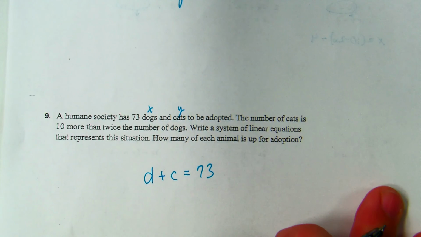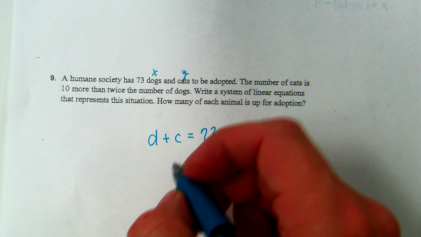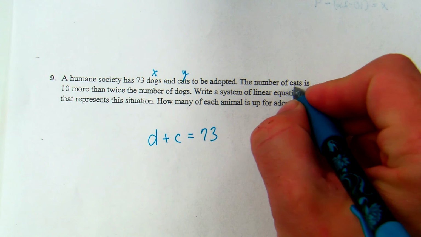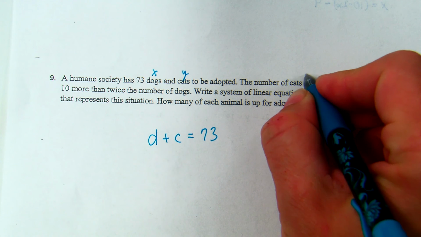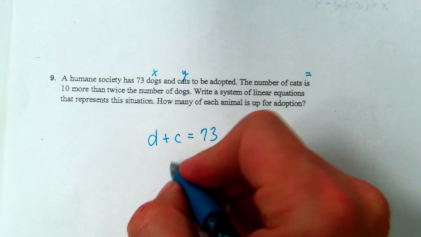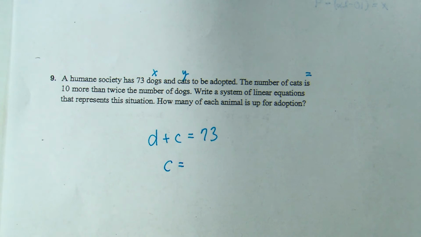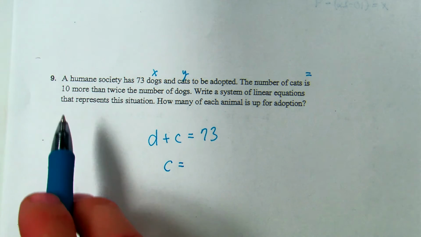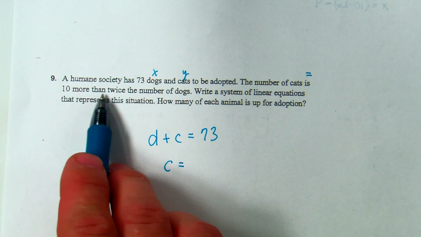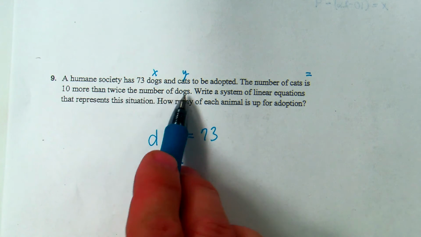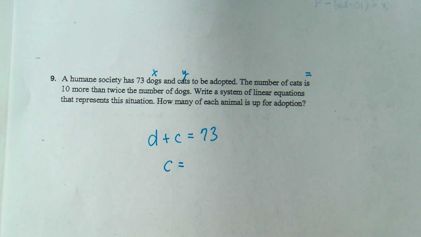On number 9, I'm going to let you figure this one out, but it starts out with cats. The number of cats is, and is means equals. So C is going to equal, and then you have to figure out what this is going to be. 10 more than twice the number of dogs. See if you can figure out how to do that. Then you'll have your second equation.